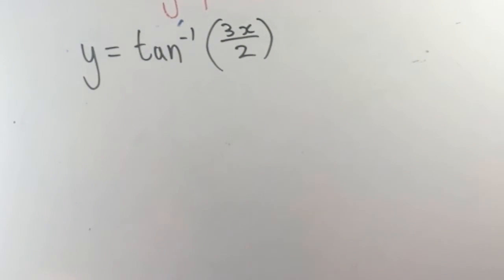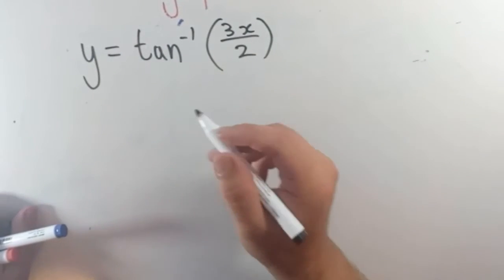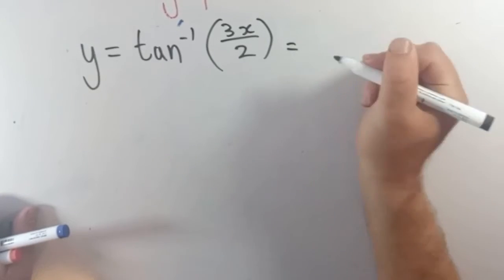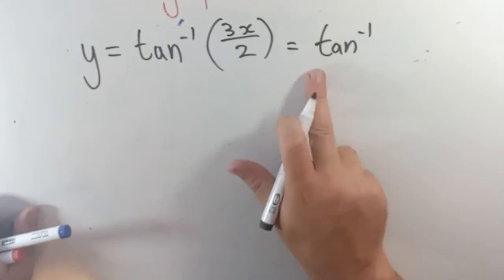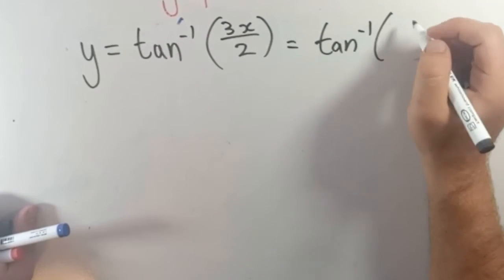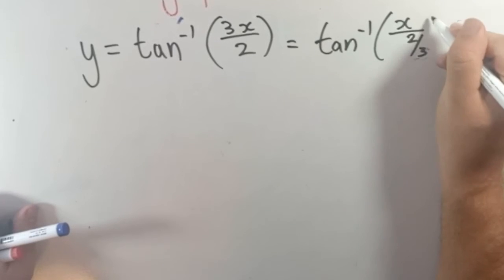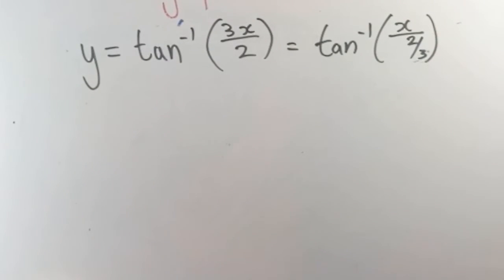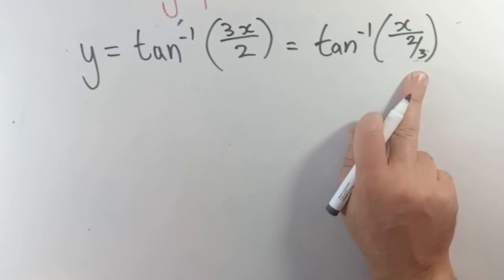Okay, so the rule is a on a squared plus x squared. Okay, so my a in this case is going to be the same as, oh, I'm using small letters here. Often I use big letters, but not today. x over 2 over 3. Okay, so arctan of x on 2/3.